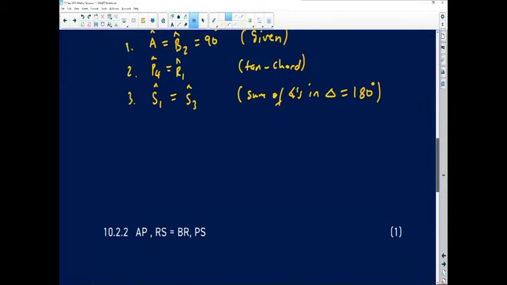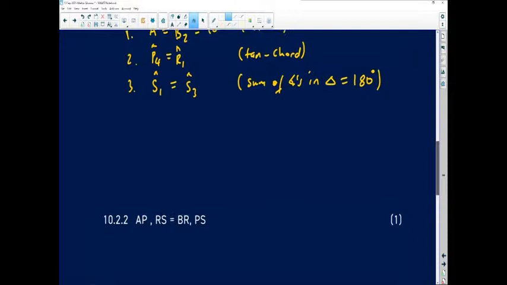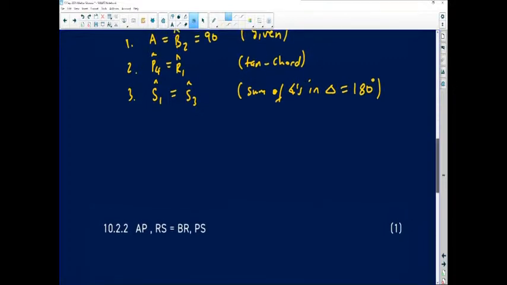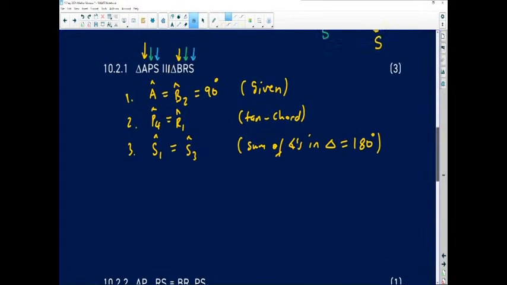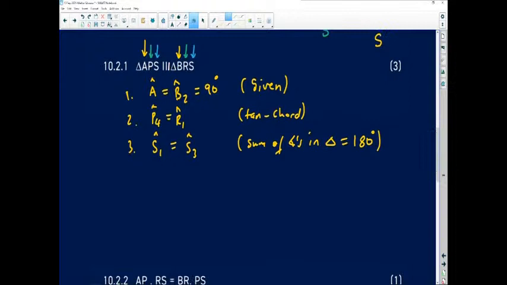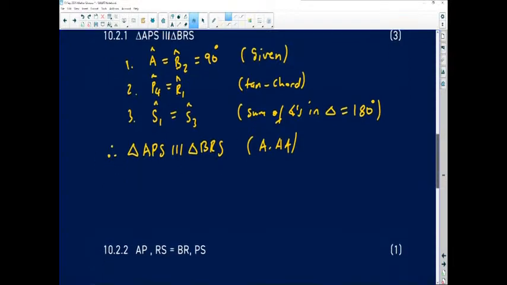The next question is saying you have to now find the product between AP and RS and show that that is going to be the same as BR times PS. Now, if you stopped your similarity where we are, you didn't answer the question. Why? Because you need to conclude and say triangle APS is similar to triangle BRS, and the reason is going to be angle, angle, angle. Why is this result important? Well, first of all, they asked us to prove it. You can't prove without conclusion.